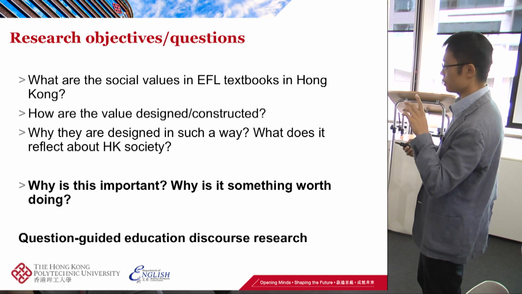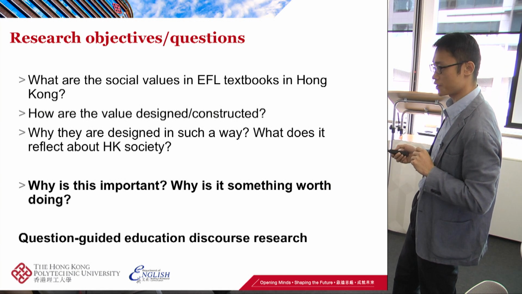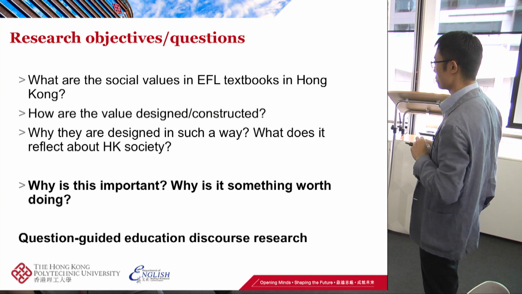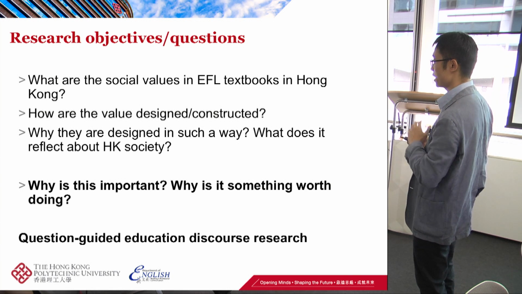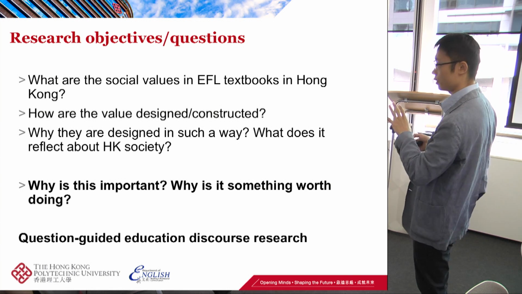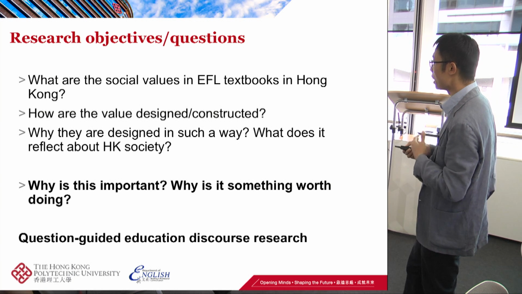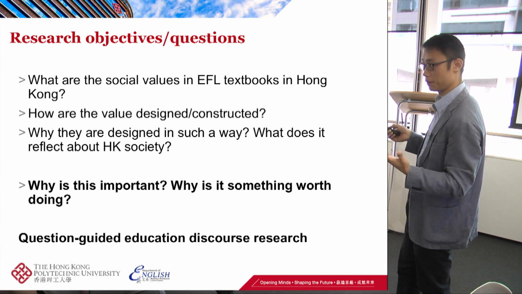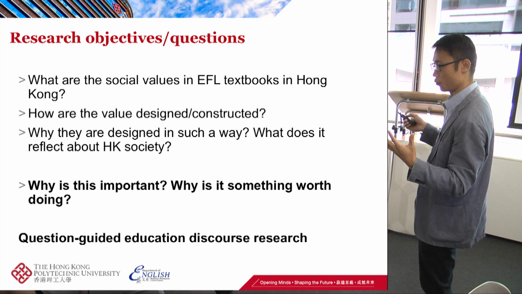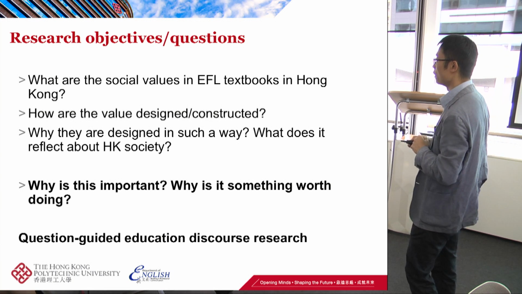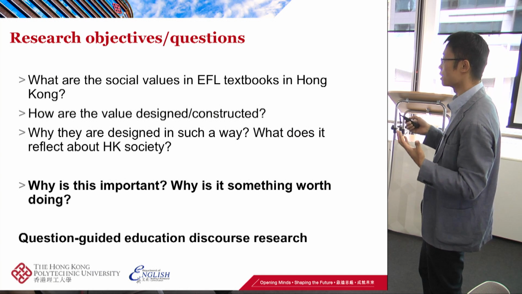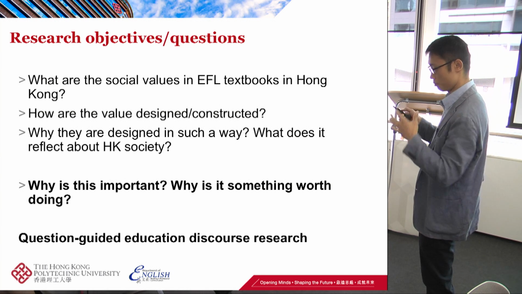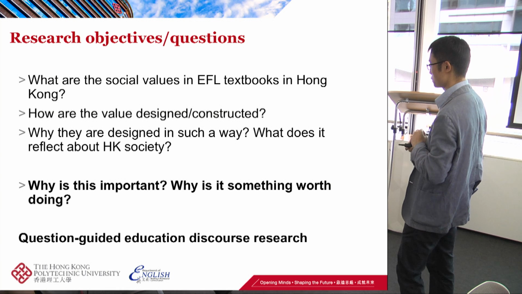So I go straight to my research questions, three very straightforward ones. First, what are the social values in English textbooks in Hong Kong? Second, from a more semiotic perspective, how are these values designed or constructed using multimodal resources? And third, why are they designed in such a way, and what does it reflect about Hong Kong society? So being critical in this aspect.